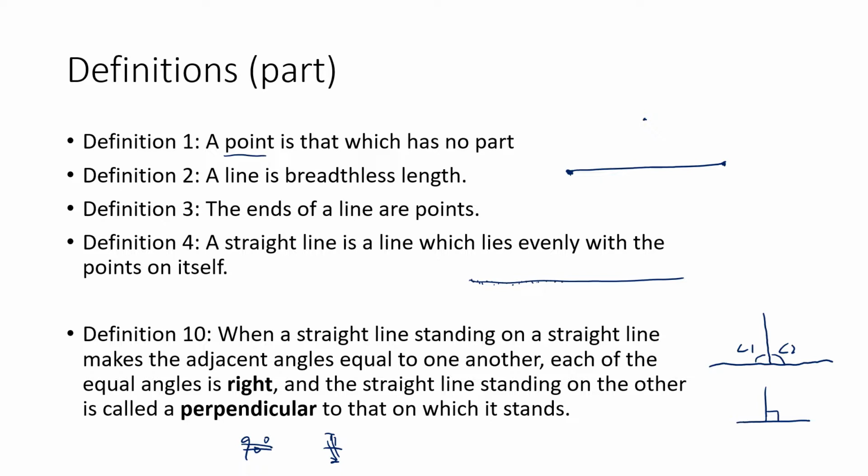And this is called a perpendicular. Okay, I think it's straightforward. So a lot of stuff you think is taken for granted, but in this book, it's just a defined definition. It's defined clearly. This is the thing we need to assume.